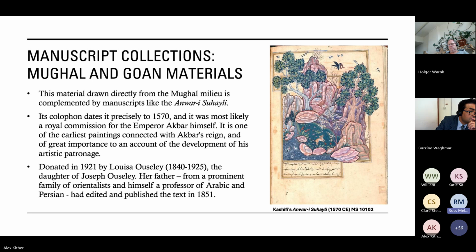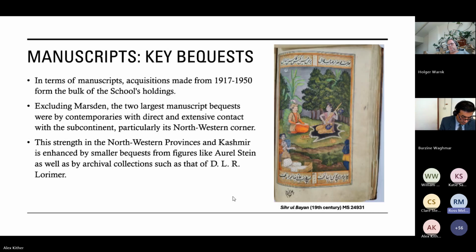This particular copy was donated in the early 1920s by Louisa Ousley, who was the daughter of Joseph Ousley, her father being from the famous family of Orientalists, William and Gore being the more famous half-brothers of Joseph. Himself a professor of Arabic and Persian. Part of the reason he seems to have acquired the manuscript was because he was preparing for publication the original Persian text.